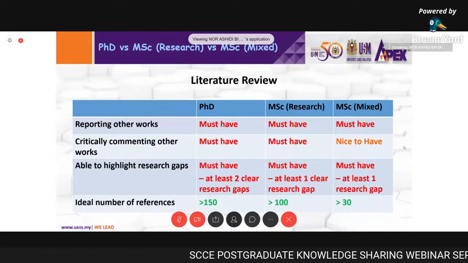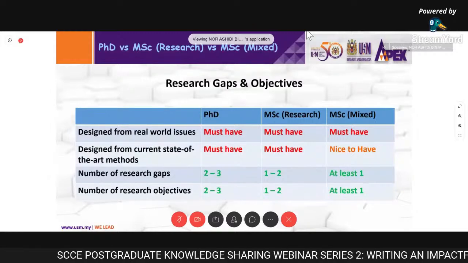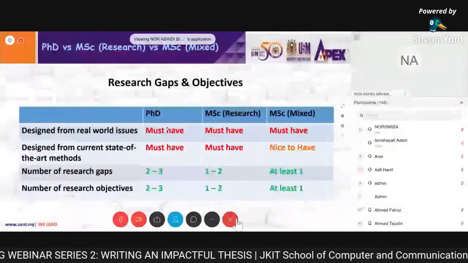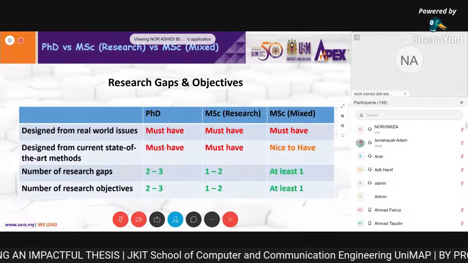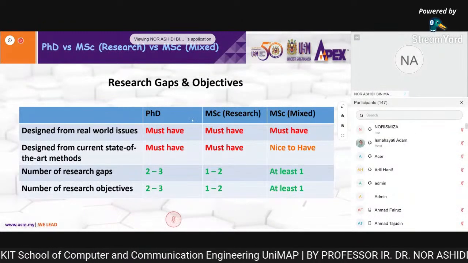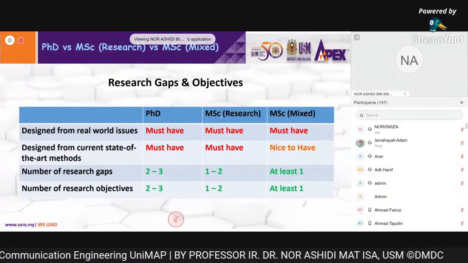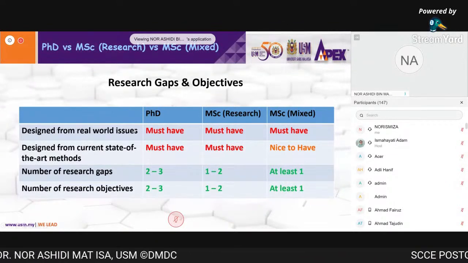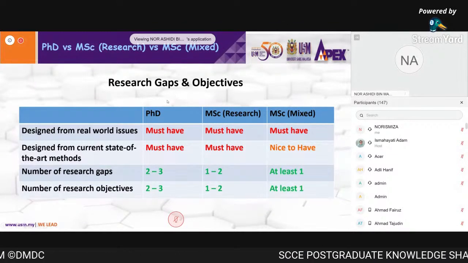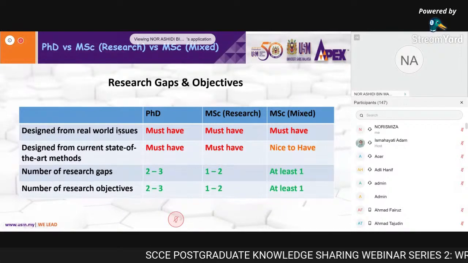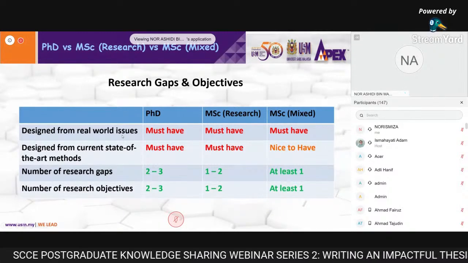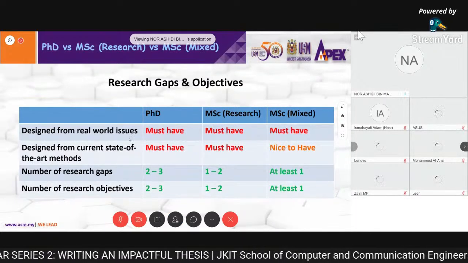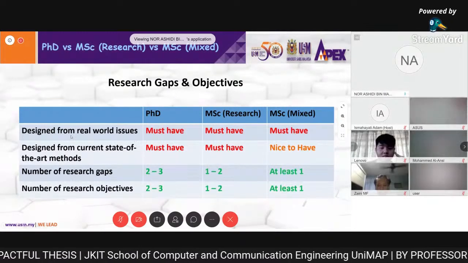Okay, next one. For the research gap and objective, this is also important for the PhD and also for the master, because now I focus more on the PhD by research and also master by research. There are 2 research gaps, which we can extract from the real world issue and also from the current state of the art issue. They are different between these 2. So what are the differences?